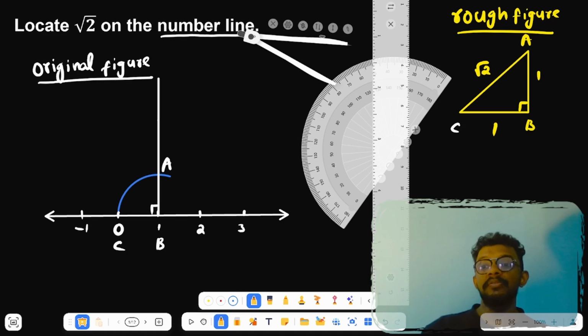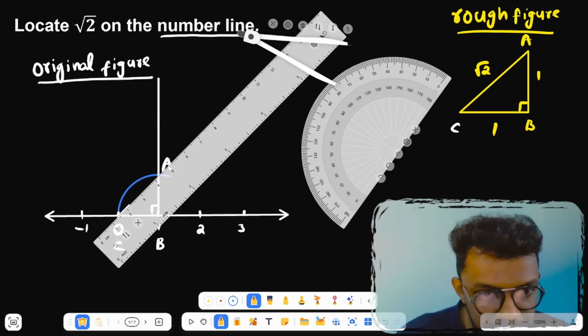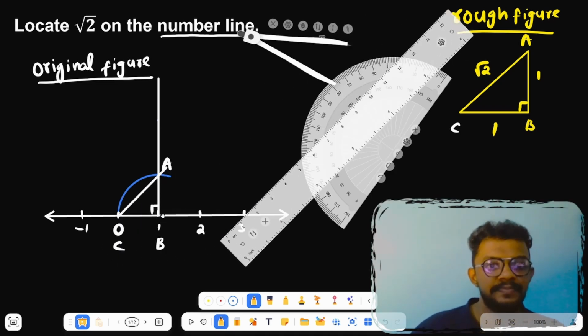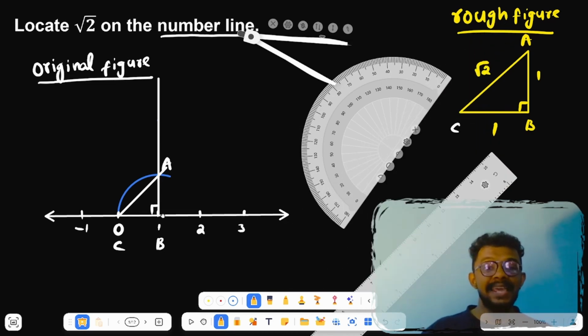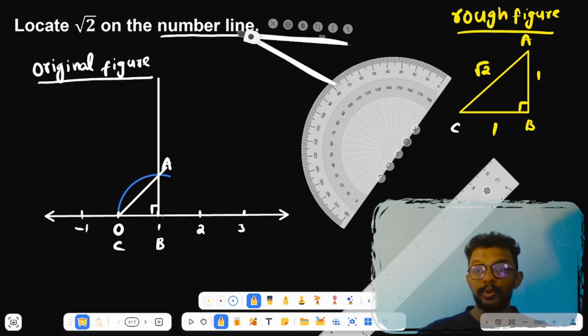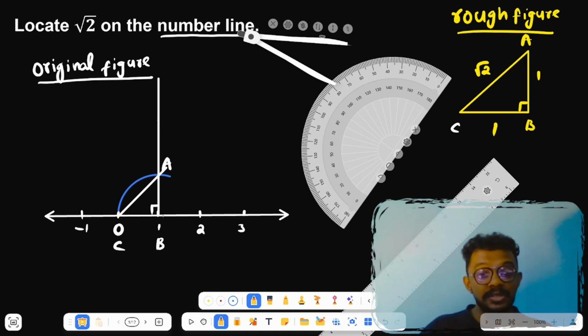So I got this figure. If I am joining CA, it will be root 2 units. So it's time to join CA. Yes, join them. Did it. Now I got OA or CA as root 2 unit according to my rough figure. If I got root 2 unit, then I can take it on the compass. So wherever I need, I can mark it. From 0, I need root 2 unit on the number line.